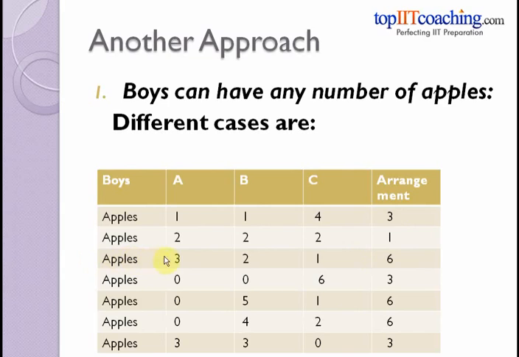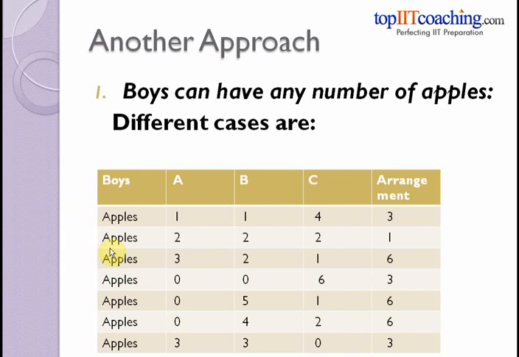For the third case, it could be A getting 3 apples, B getting 2 apples and C getting 1 apple. So the number of arrangements here is equal to 3 factorial, and that is equal to 6. Case 4 could be A getting 0 apples, B getting 0 apples and C having all the 6 apples, and the number of arrangements in this case is equal to 3. The fifth case could be A getting 0 apples, B getting 5 apples and C getting 1 apple. So they can be arranged among themselves in 3 factorial ways, that is equal to 6.